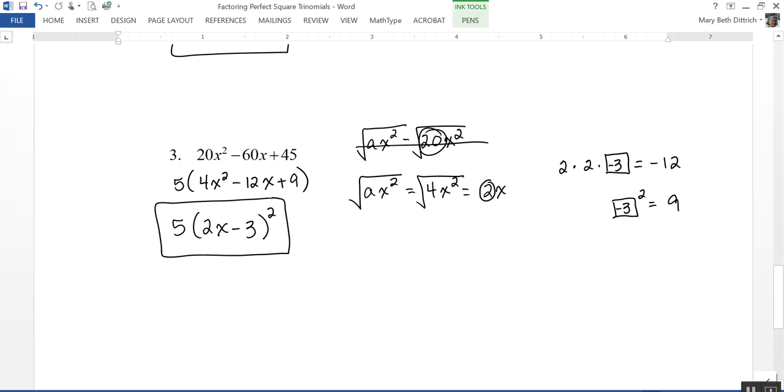So 20x squared minus 60x plus 45 factors into 5 times the quantity 2x minus 3 squared. So in this video we took a look at how to factor perfect square trinomials. It's a little complicated, but with a lot of practice I think you can start to see the pattern and see that a perfect square trinomial will factor into a binomial squared.